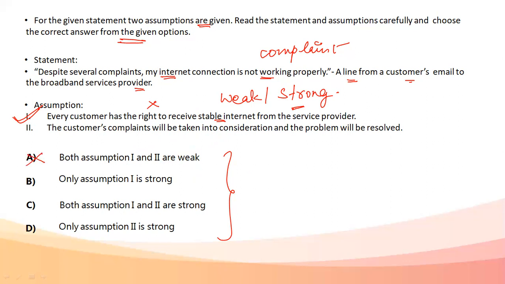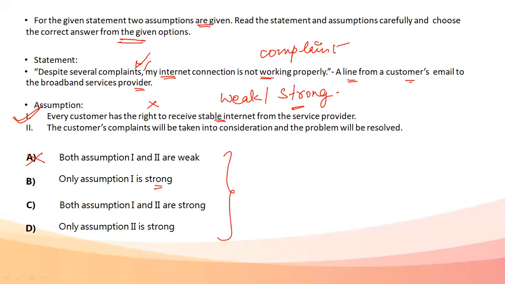Okay, now only statement 1 is strong. Okay, statement one is a strong statement. We have already said because if I'm paying up for my internet, I need to have a strong connection. And if I am complaining again and again, you need to attend to those complaints also. So, statement one is strong. Okay, both assumption one and two are strong.